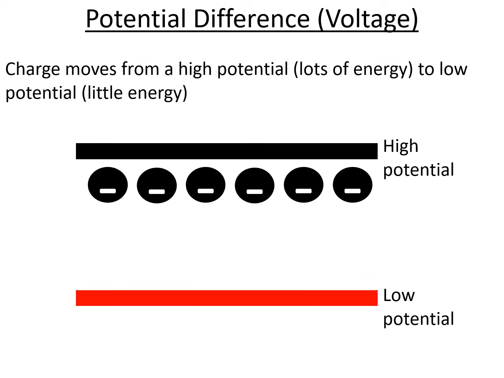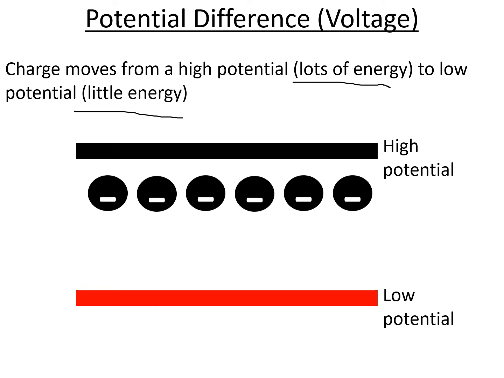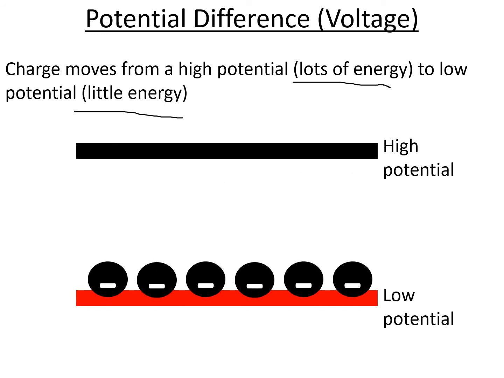Okay, so in general, charge will always move from a high potential where there's lots of energy to a low potential. And that's just a general rule of physics that things will always go from a high energy to a low energy. It's why if you leave a cup of tea lying out in the room, it will go from hot to cold. It never really goes from cold to hot. Okay, so in this case, our charges are at a high potential, so they will naturally drop to a low potential. Okay, and that's just the general rule.